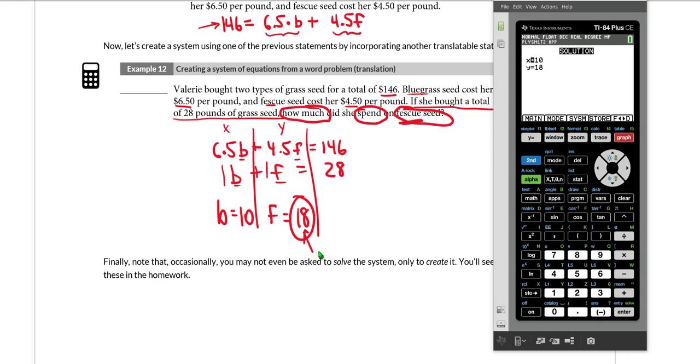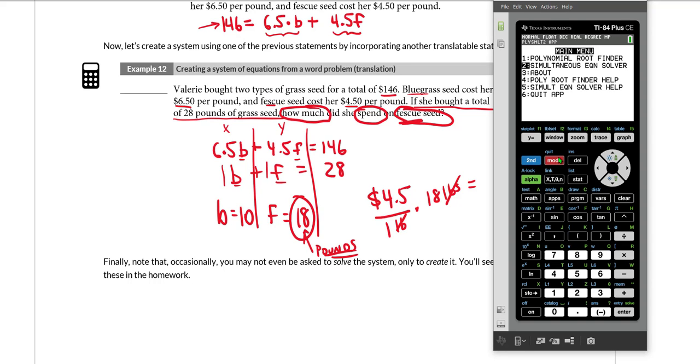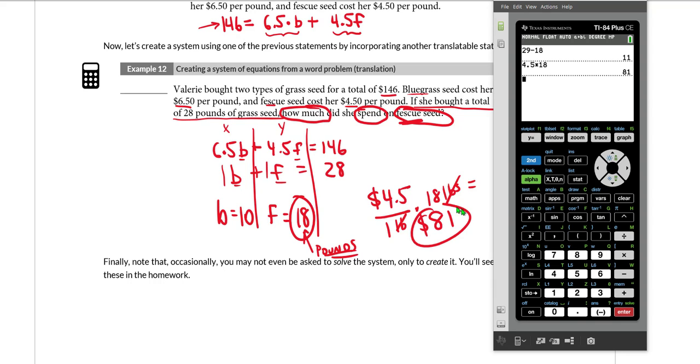This 18 represents the number of pounds of fescue. So we have to be careful here. What we then have to do is 4.5 per 1 pound of fescue times 18 pounds of fescue, which means the total that she spent on the fescue here is going to be 4.5 times 18, and we get $81. That's how much she spent on fescue.